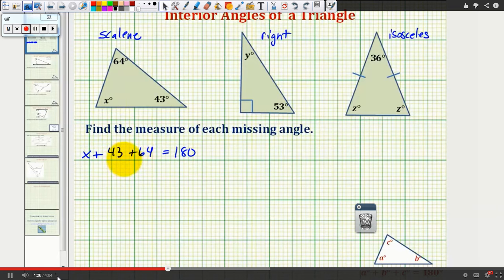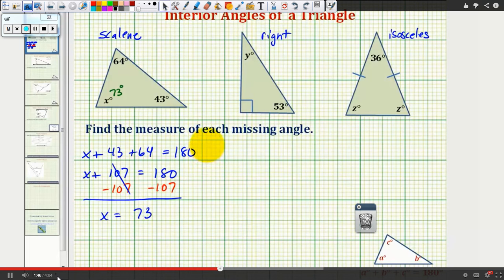43 plus 64 equals 107. So we have x plus 107 equals 180. And now we'll subtract 107 from both sides to solve for x. So we have x equals 73, which means the missing angle measures 73 degrees.